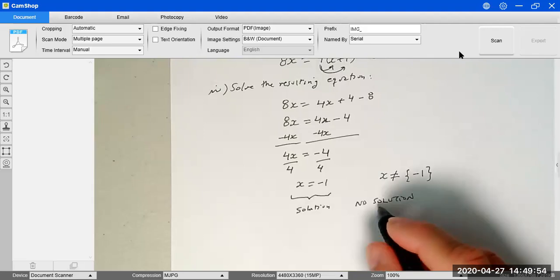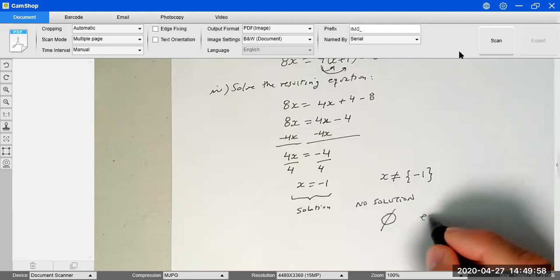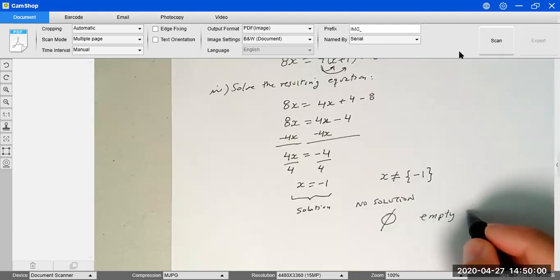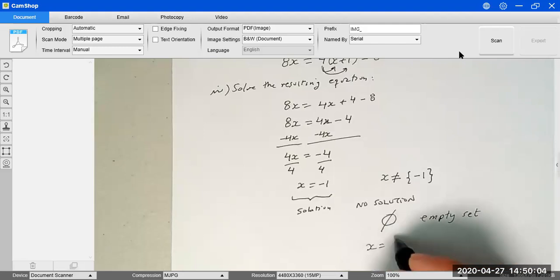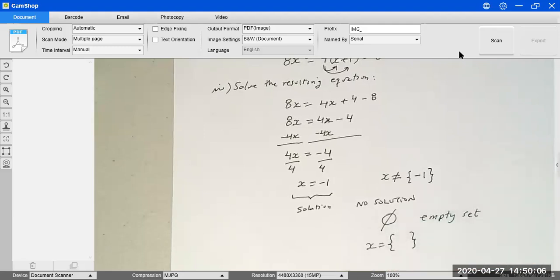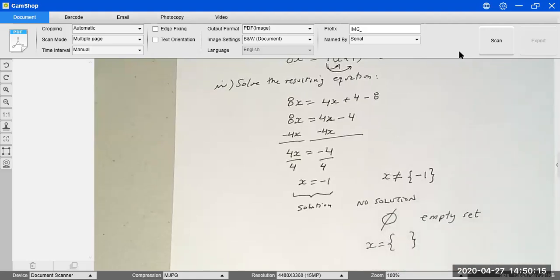So another way to indicate no solution is just the empty set. This is the empty set. This is like having x equals and then nothing inside. It's empty. But another way to write this is using this symbol. That's the empty set. So no solution.